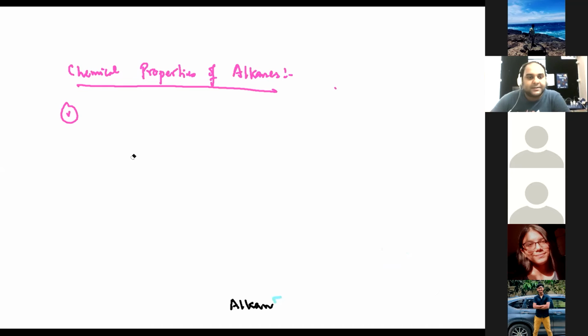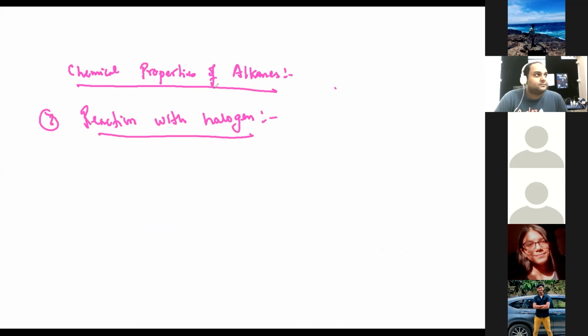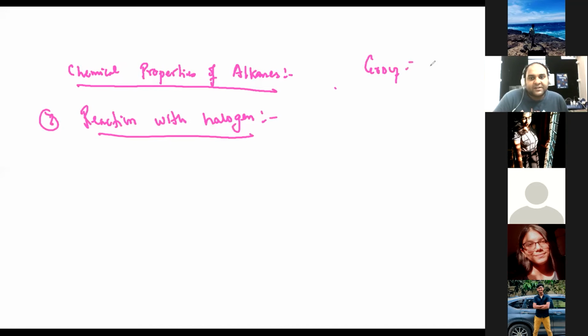Next is the second type of chemical property: reaction with halogens. We talked about halogens, didn't we? What are halogens? Group 7 elements.